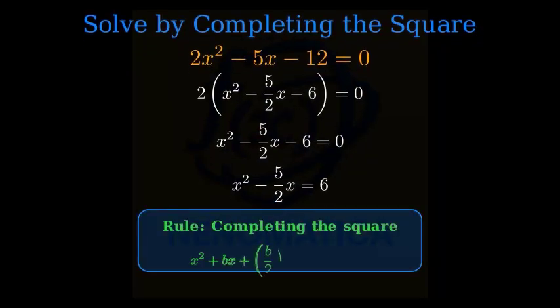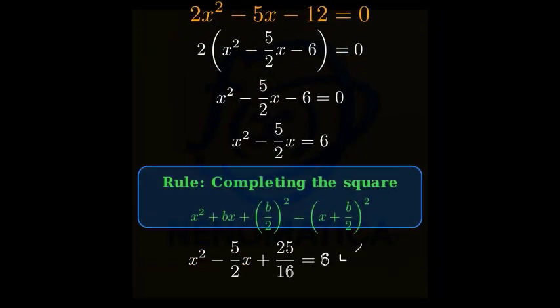Step 3. Complete the square. The idea is, for x squared plus bx, add the square of half of b to make a perfect square. Here, the coefficient of x is negative 5 halves. Half of that is negative 5 fourths, and its square is 25 over 16. We add the same number to both sides.